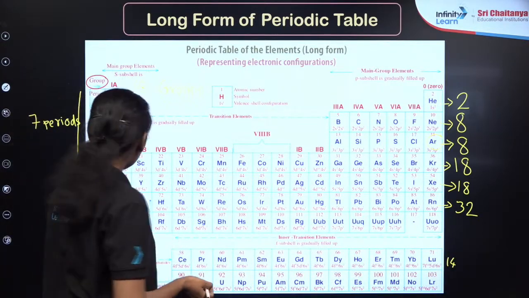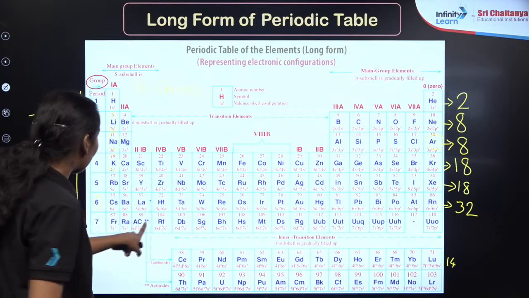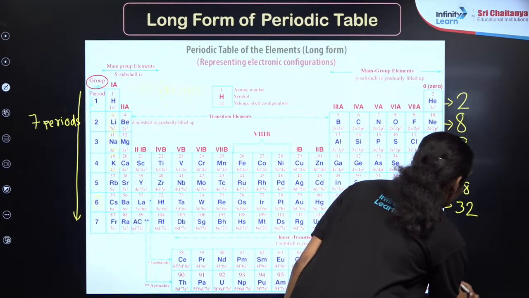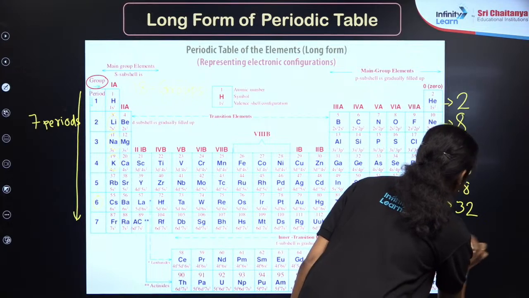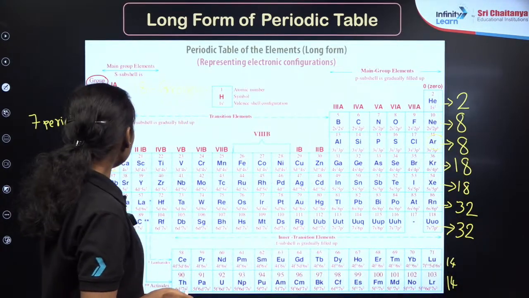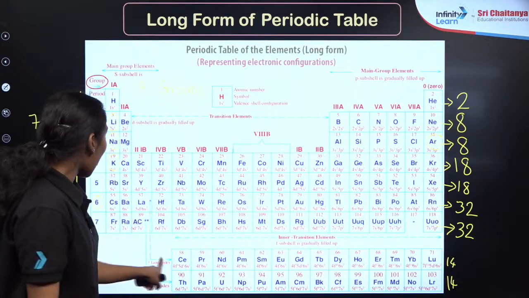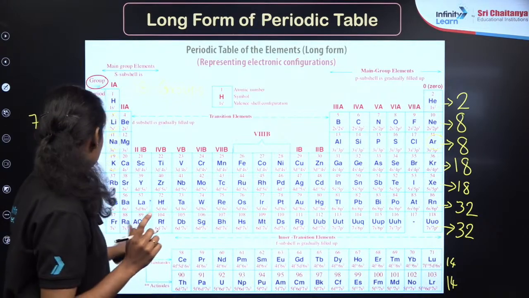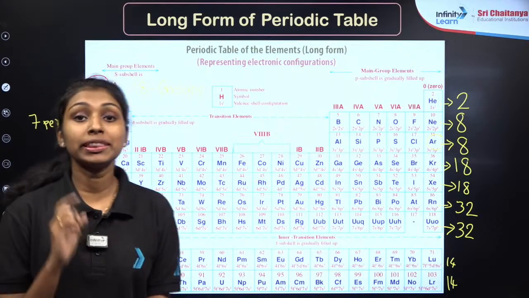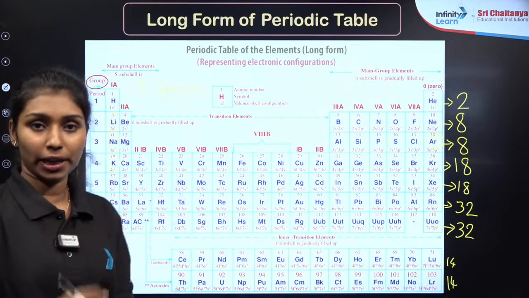Similarly, in the case of the seventh period also, you can see that while counting these 14 elements also, you can get 32 elements, right? 32 elements are present over here in the seventh period also. Which means that the sixth period contains the lanthanides and the seventh period contains the actinides, to form 32 elements in each of these periods, right?